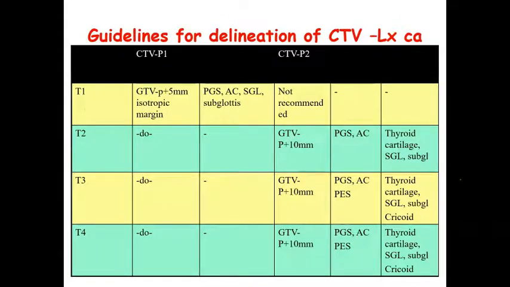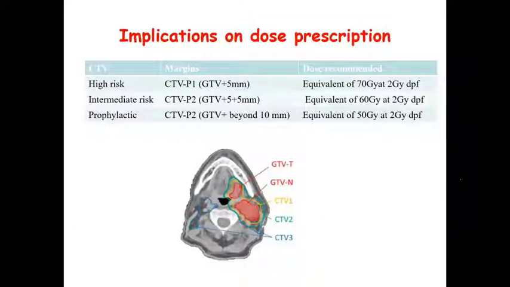Just one interesting fact in laryngeal cancers, here in the T1 glottis, where you are just restricting yourself to the glottic region, you just need to have a single high risk expansion, and that is your CTV-P1, that is GTV-P plus 5 millimeters of expansion, and no intermediate risk is recommended. So that's how we move ahead in these, and this requires experience, practice, and training.